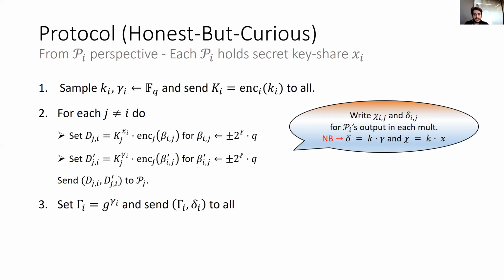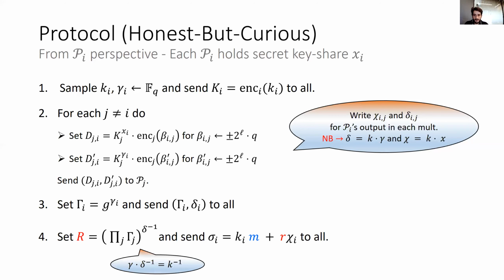In round 3, each party computes g to the gamma_i. This is for the nonce calculation. And they send capital Gamma_i and delta_i to all. Then, in round 4, each party has enough information to compute the signature nonce, because what's really happening here in the exponent is gamma times delta inverse. This is also known as the Beaver trick, which is exactly k inverse. And they send the corresponding share of sigma to the other parties that depends on k_i, chi_i, and the message. Finally, the output is computed by just summing up all the signature shares.